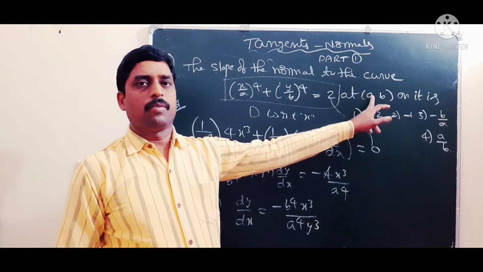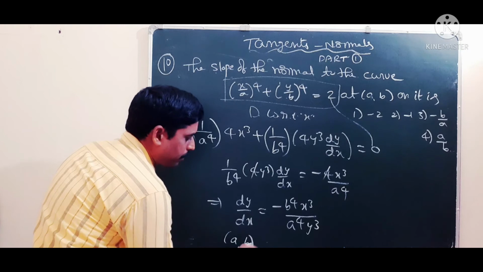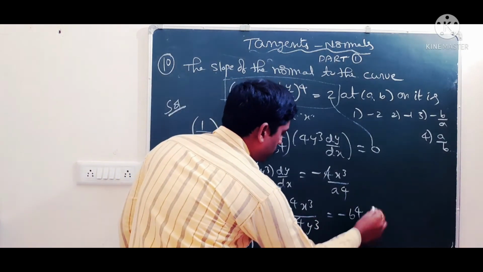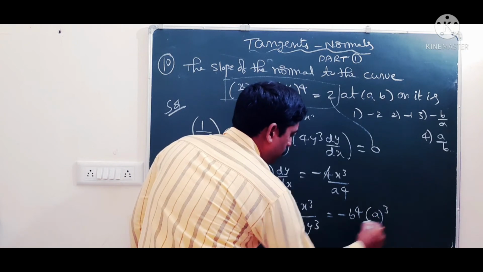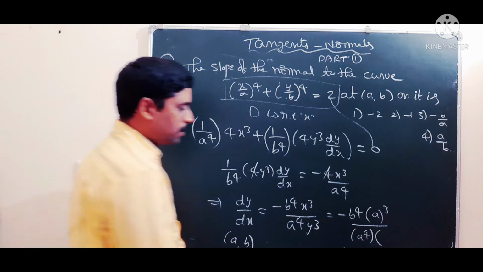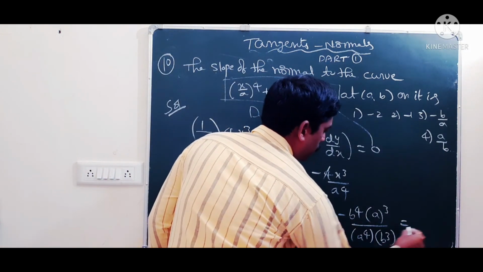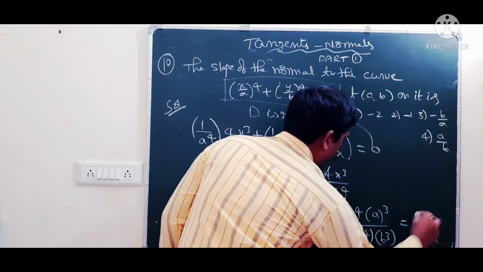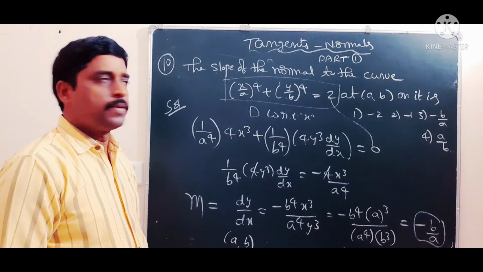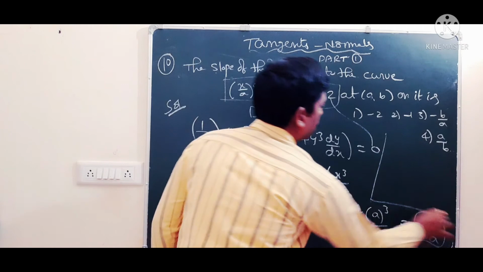We have to find the slope of tangent at (a, b). So at (a, b), substituting a and b for x and y in this one, we get minus b to the power 4, a³ by a to the power 4 into, where the y coordinate is b³. In this one, a³ and b³ get cancelled, giving minus b by a. So minus b by a is the slope of tangent. But what is required? The slope of normal.